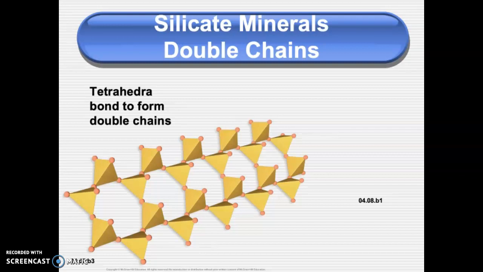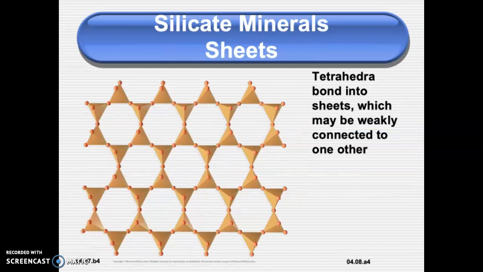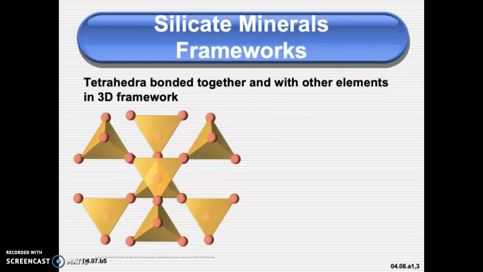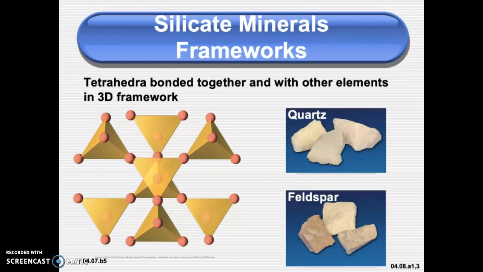If we can have a double chain, we can have a sheet. And the final one that I'm going to show you is a complicated three-dimensional structure. A couple of examples of minerals with this are quartz and feldspar. It turns out that quartz and feldspars are our two most common minerals in the Earth's crust. And within this three-dimensional framework, there will be other elements incorporated, with the exception of quartz.